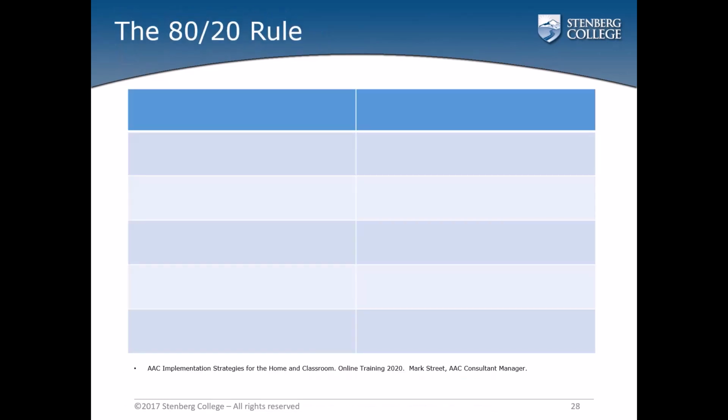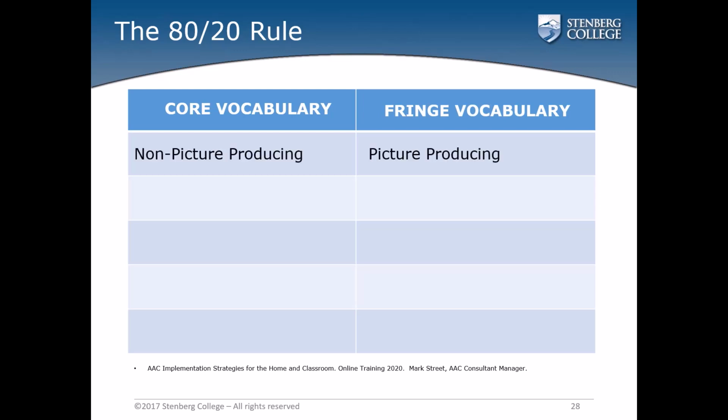When we think of vocabulary that consists of core and fringe vocabulary, we know that we want it to have about 80% core and 20% fringe. Core words are non-picture producing or difficult to represent in symbols. Fringe vocabulary, which are most often nouns, are easy to produce symbols of. Core vocabulary are often multi-meaning words. Think about the core word turn. We could say, I'm going to turn the page, turn the light on, or it's my turn to have dessert.